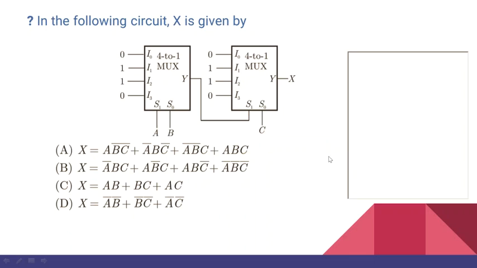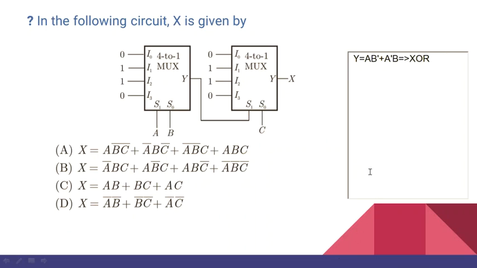Alright, let's find y. So y, when A and B are 0, 0, we have output as 0. When A is equal to 0, B equals 1, output is 1. That means y equals A bar B plus, when this is 1 and this is 0, that is A B bar, output is there. And when both are 1, A B, there is no output. So y equals A B bar plus A bar B. This you can see, this is an XOR gate. So what will be y bar? Y bar is XNOR.